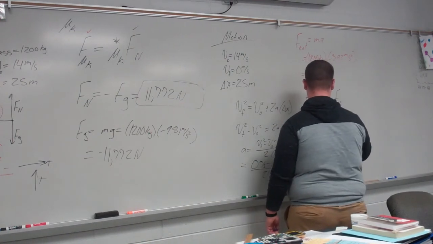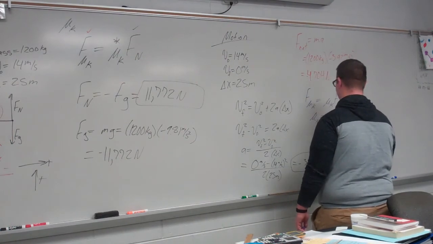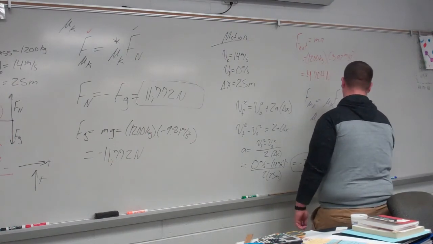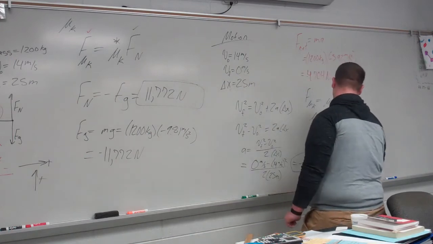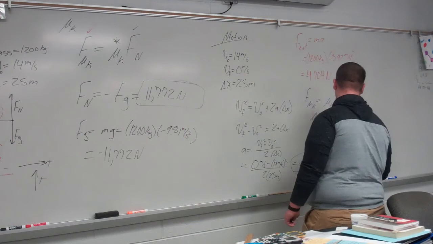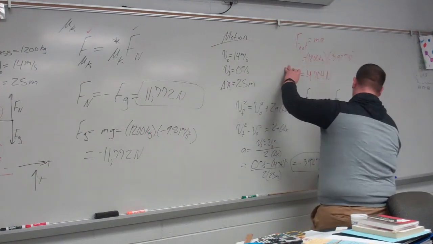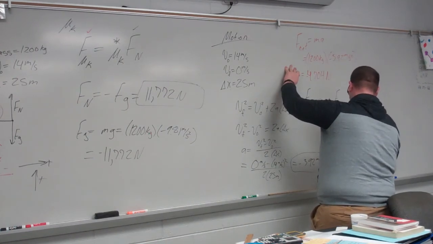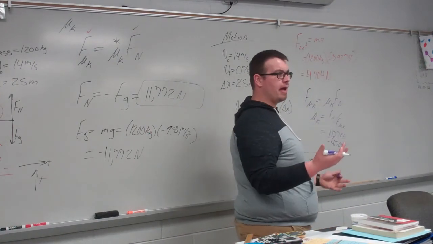So the kinetic coefficient equals force of kinetic friction divided by the normal force. The normal force we calculated is 11,772 newtons, and the force of kinetic friction, which is the net force in the x direction, is 4,704 newtons. I have that negative there. Does the negative matter? No. Why does it not matter?